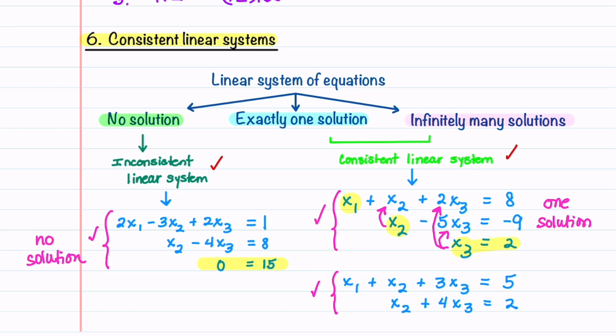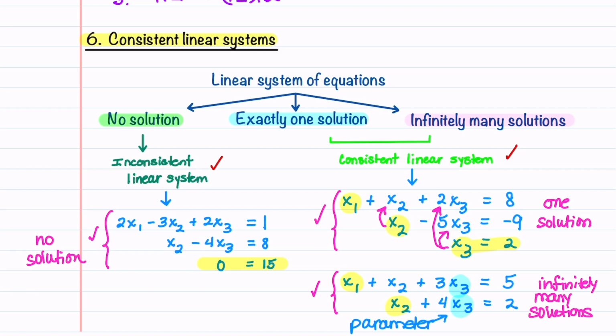Our third linear system has an equation for x1 and an equation for x2, but no equation for x3. x3 is what we call a parameter. And because of that, this linear system has infinitely many solutions.